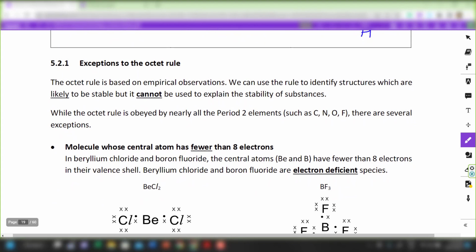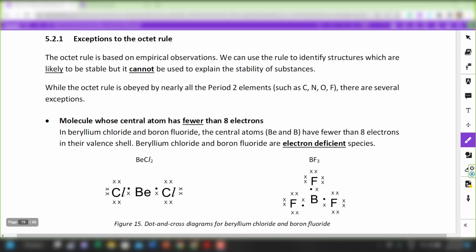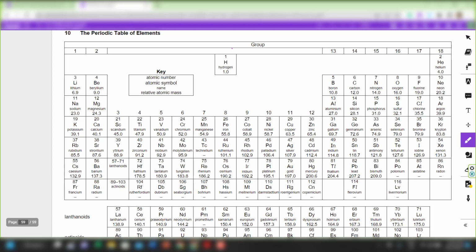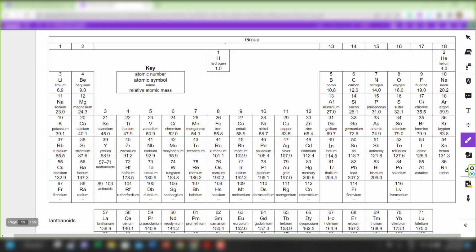There are exceptions to the octet rule, as the octet rule is based on empirical observations. If you recall from what you have learned in secondary school, most of the simple covalent compounds you deal with are largely related to the second period elements. If I can point you to the periodic table, we are dealing largely with the period 2 elements, and you also notice that the secondary school framework for teaching chemical bonding focuses largely on selected elements that follow the octet rule quite well.